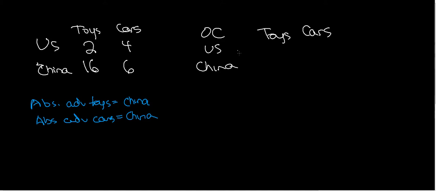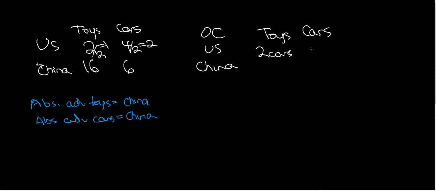So to find the comparative advantage, divide by the number you are looking for. So to find the toys in terms of 1, 2 divided by 2, so you get 1 toy, and divide this as well by 2 to get 2 cars. So for every 1 toy, it requires 2 cars to make.